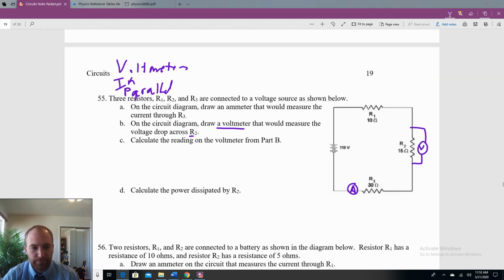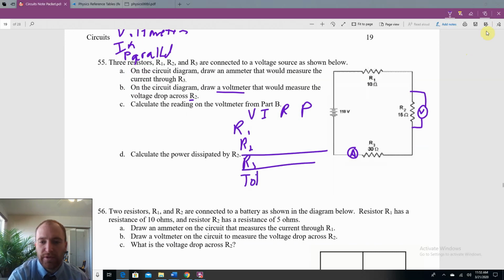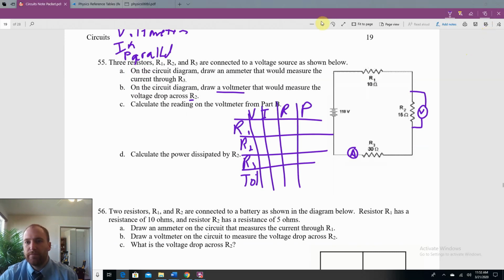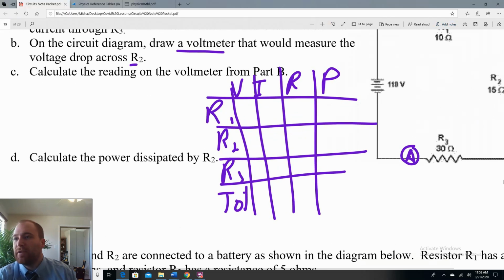There we go. Calculate the reading on the voltmeter from part B. Okay, again, it's a circuits problem. We're going to do a VIRP chart. We've got 1 resistor, 2 resistors, 3 resistors, and then that total row, just like we've been doing every time. Oh man, I made this too small. There we go, now it's big. So let's fill in all of the things that we know.